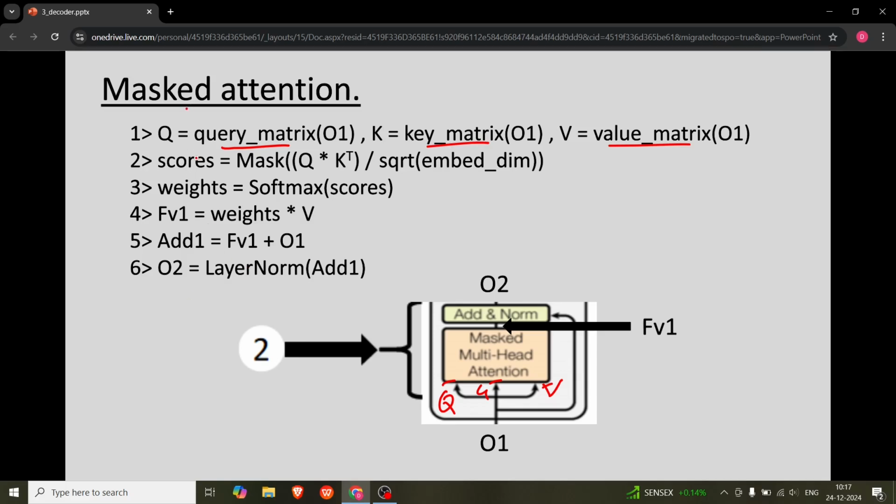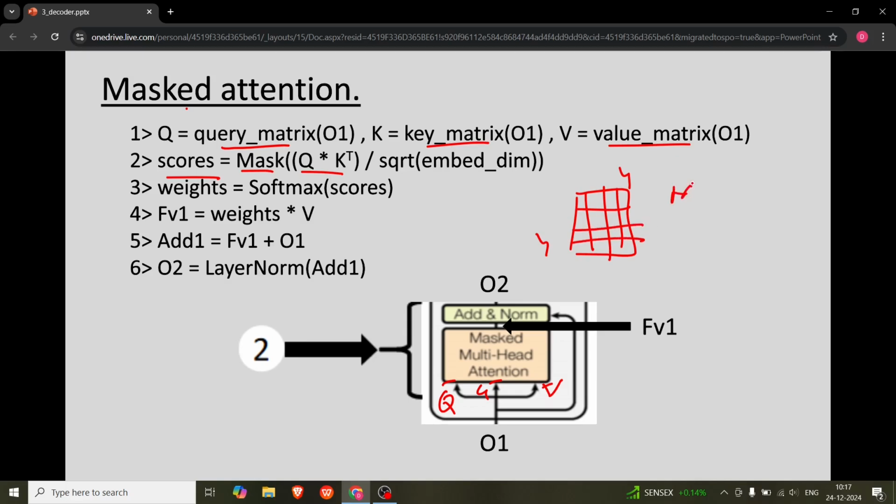For the scores, you can see you will have Q cross K transpose, which is your query and key, divided by the square root of the embedding dimension. This is simple because we have already seen it in self attention. What we have is the mask over here. Let's say your score is 4 cross 4. Remember 4 cross 4. Why? Because there are 4 words in the sentence, so you will have the scores as 4 cross 4. It is going to be a square matrix.